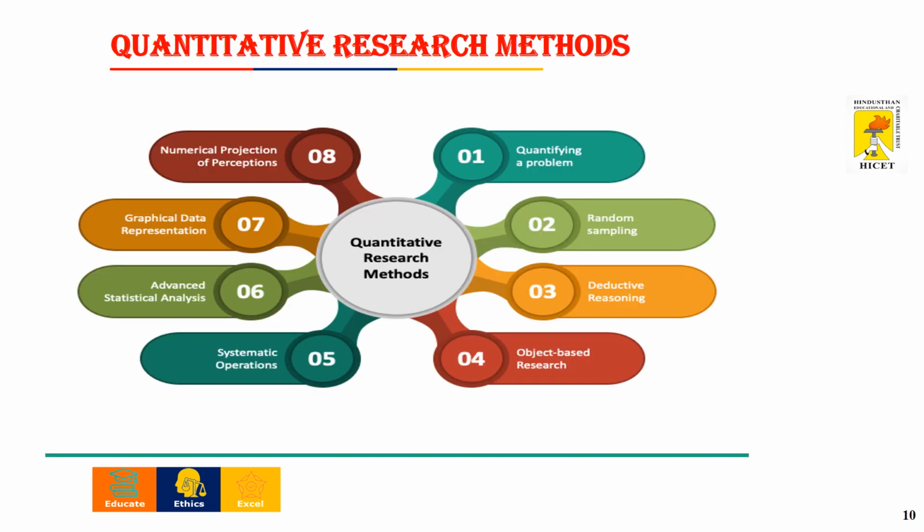Quantitative research methods. Quantitative research methods emphasize the objective measurements and the statistical, mathematical, or numerical analysis of data collected through polls, questionnaires, and surveys, or by manipulating pre-existing statistical data using computational techniques. It is classified into several types, that are quantifying a problem, random sampling, deductive reasoning, object-based research, systematic operations, advanced statistical analysis, graphical data representation, and the numerical projection of perception.